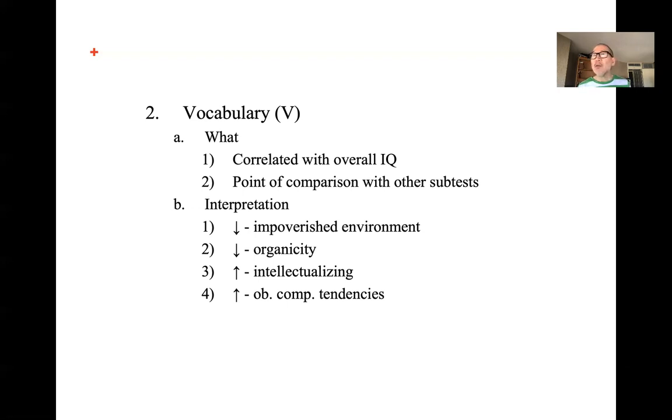Now, what if they do okay or poorly on average with the subtests, but they do significantly higher in vocabulary compared to their overall subtest performance? That's also kind of odd, because vocabulary being so significantly correlated with overall IQ, you shouldn't have a disparity like that. But if you do, it could be a sign of over-intellectualizing on the part of the examinee.